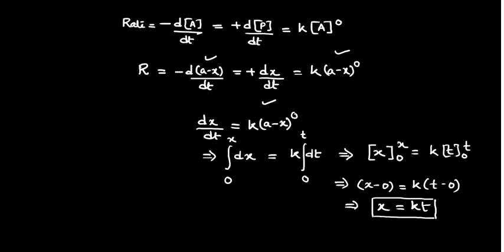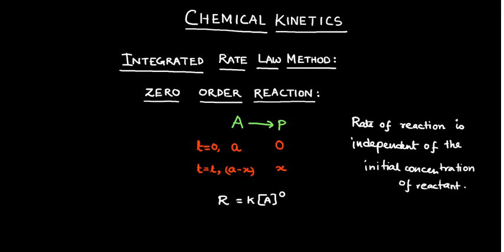Now let us have a look at the data which were provided here. What is the meaning of x? x is the product concentration after a time t. This is the amount of product formed, and at time t the remaining amount of reactant is a minus x, and the initial reactant concentration was a, right? So x means the amount of product formed, and that is equal to the initial amount of reactant minus the remaining amount of reactant at time t.